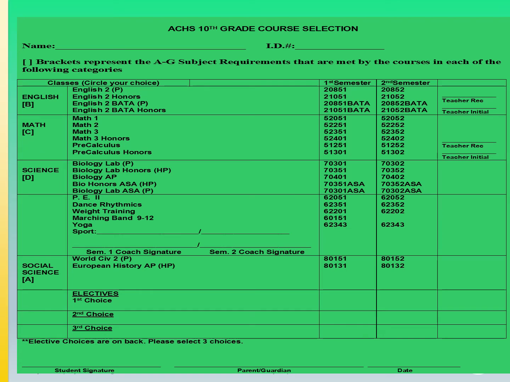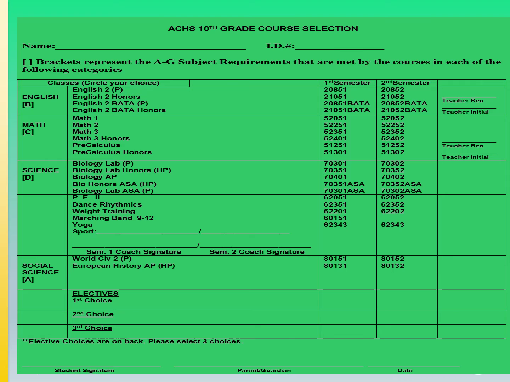For science, the options are Biology Lab CP, Biology Lab Honors, Biology AP, or if you're in the Ag Science Academy, you will either select Bio Honors ASA or Bio Lab ASA.